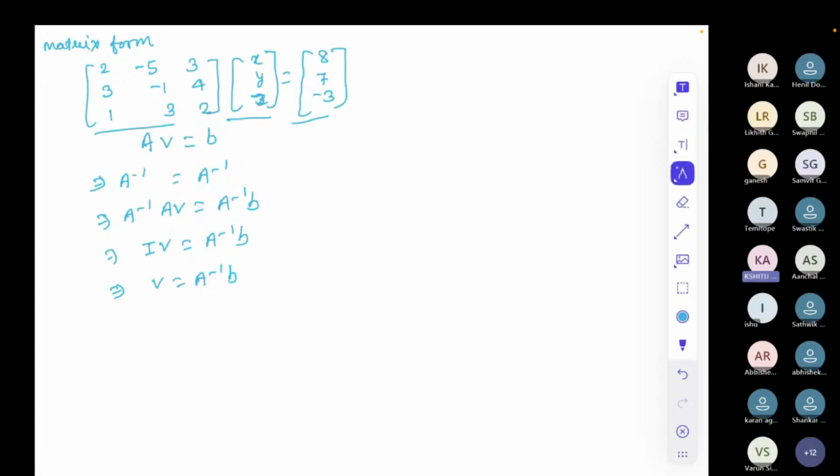We already have the matrix A. So first of all, what we need to do is find the inverse of matrix A, and that is on you. Please do it rapidly and tell me what the inverse of matrix A is.